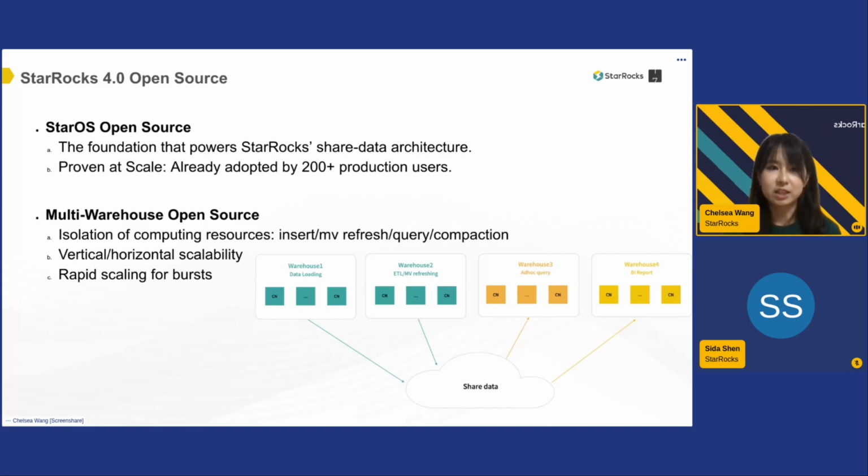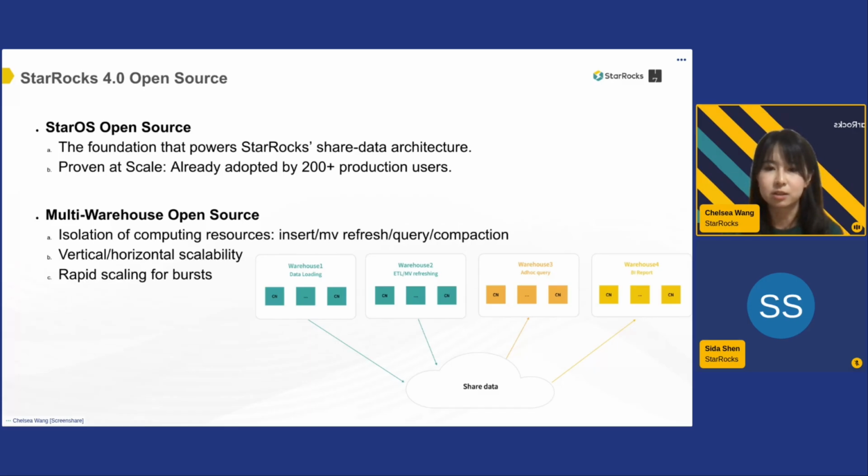So what exactly are we open sourcing? The first one is StarOS. StarOS has always been the backbone of StarRocks shared data architecture from day one. It's already powering more than 200 enterprises. Before, you could use it with the binary package we shared in the community, right? But you can now see the code, and in the future we will fully open source the code.